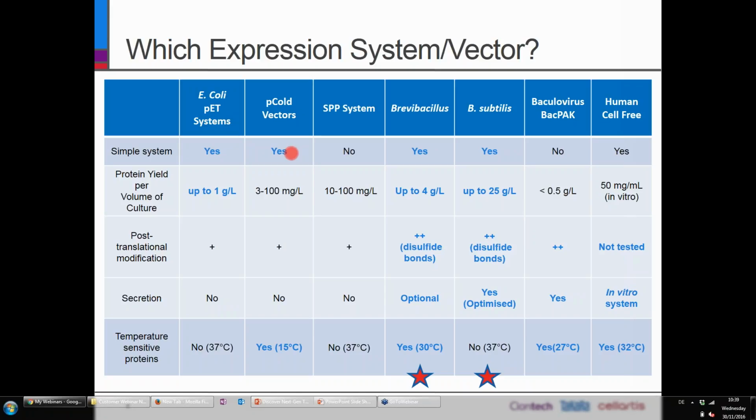The same goes for the pCold vectors. The pCold vectors are still an E. coli system, but you're using special vectors that can be used at low temperature.